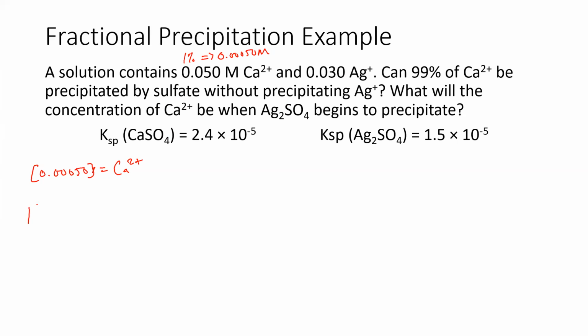So then I use my KSP, 2.4 times 10⁻⁵. That's the concentration of calcium, 0.00050, times the concentration of sulfate.